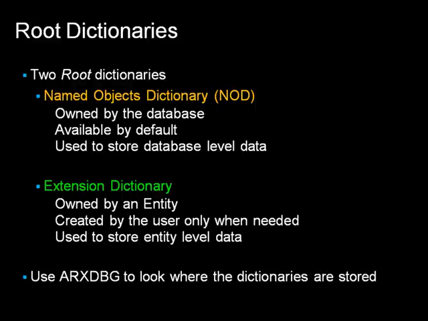There is another type of dictionary that can be created. It is called an extension dictionary, and it can exist for any entity in the drawing. You use the extension dictionary to store data with that entity. This dictionary is only created by a custom program and does not exist by default. Let's use the ARXDBG example to see the dictionaries in the AutoCAD drawing database.